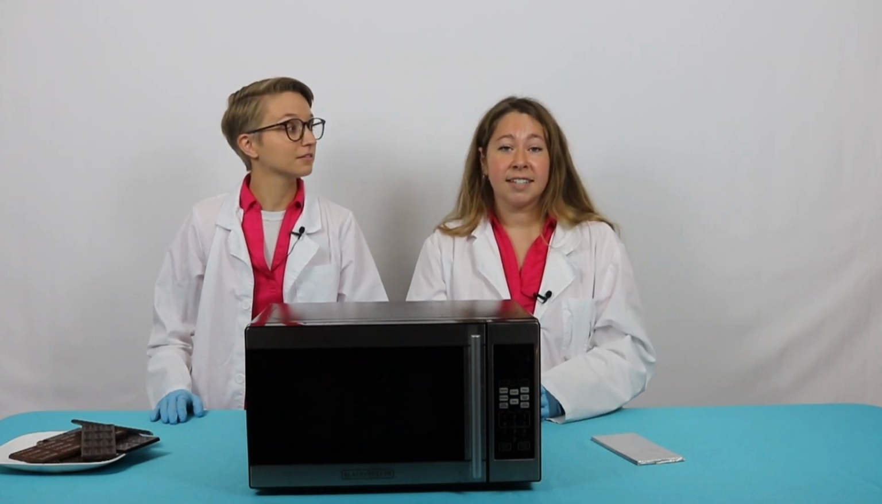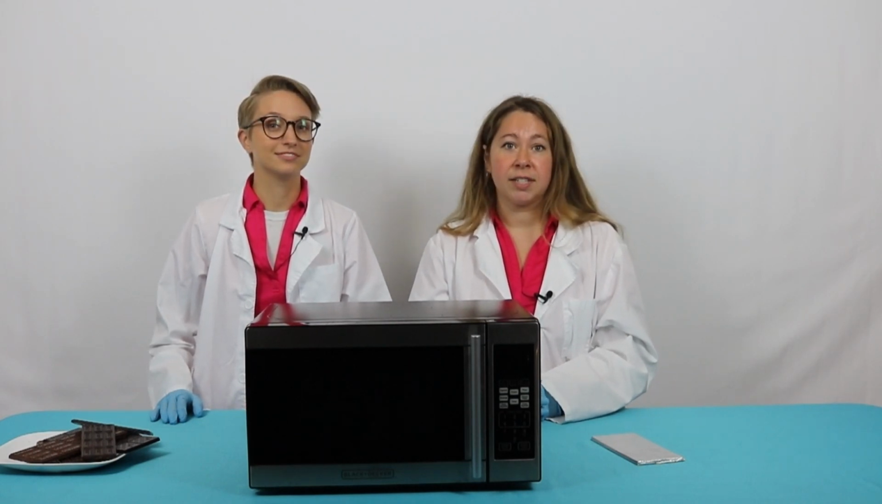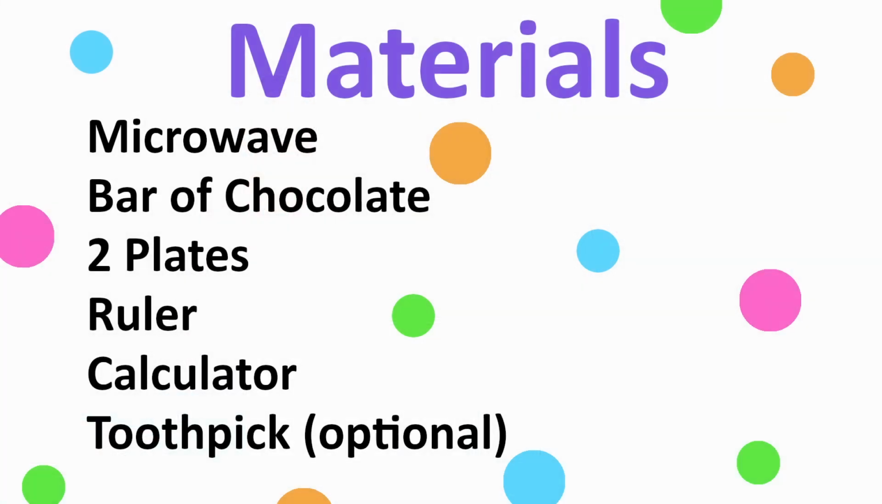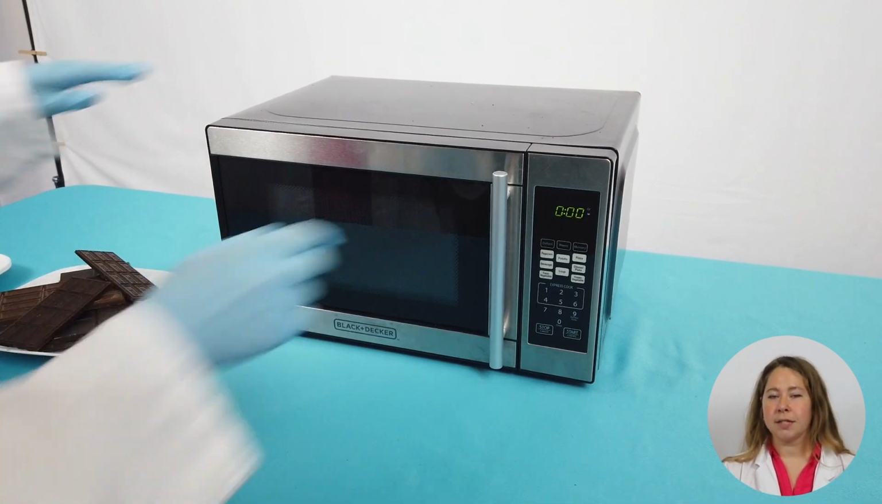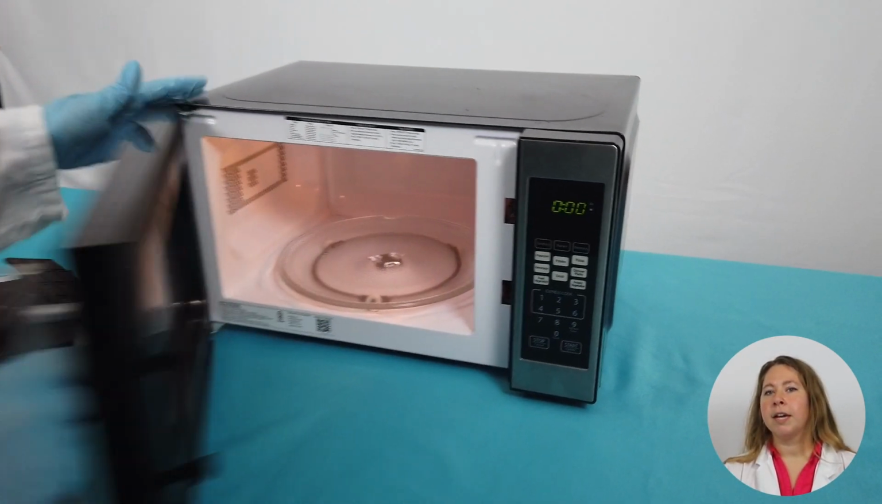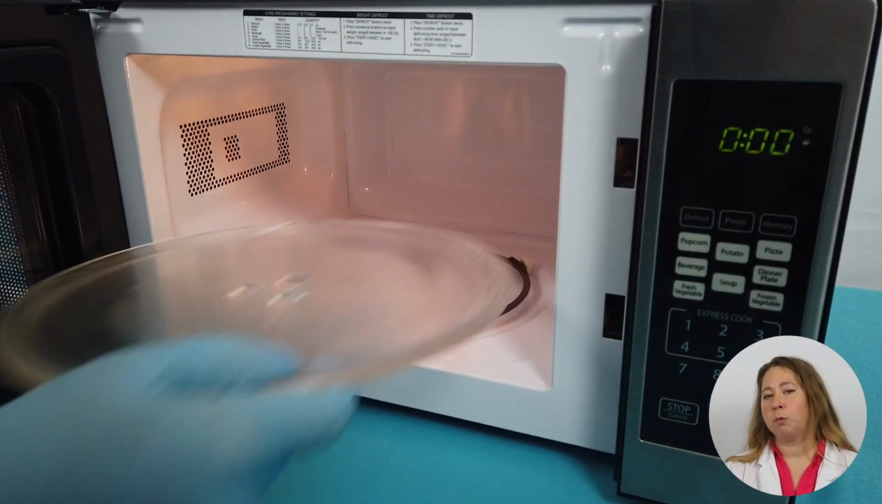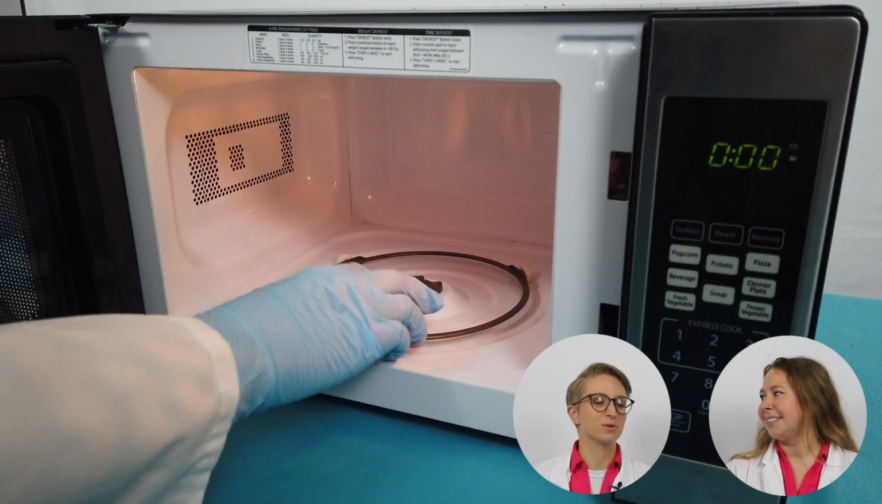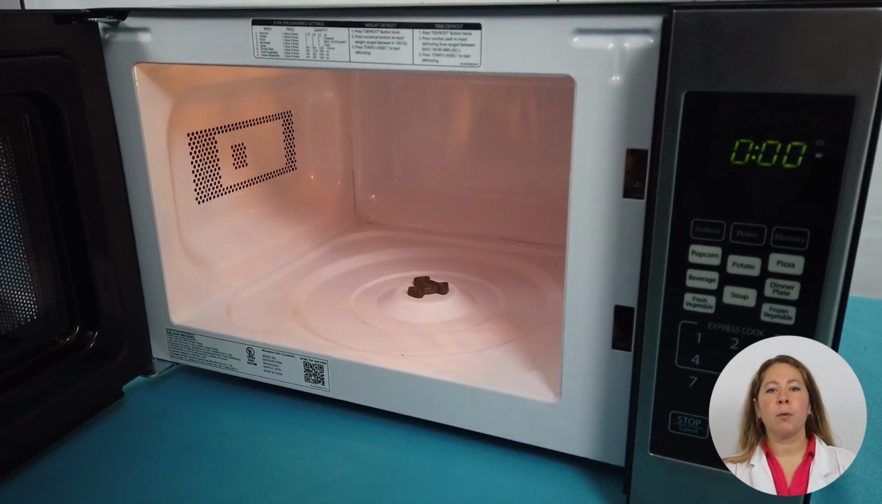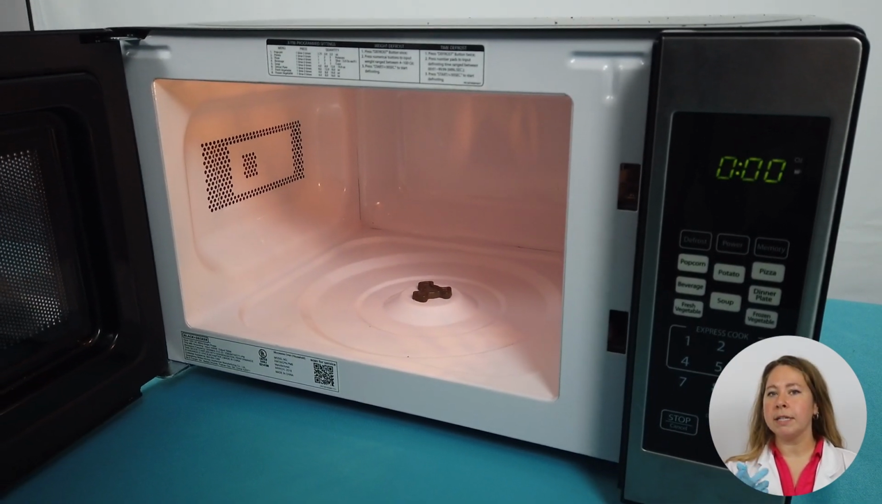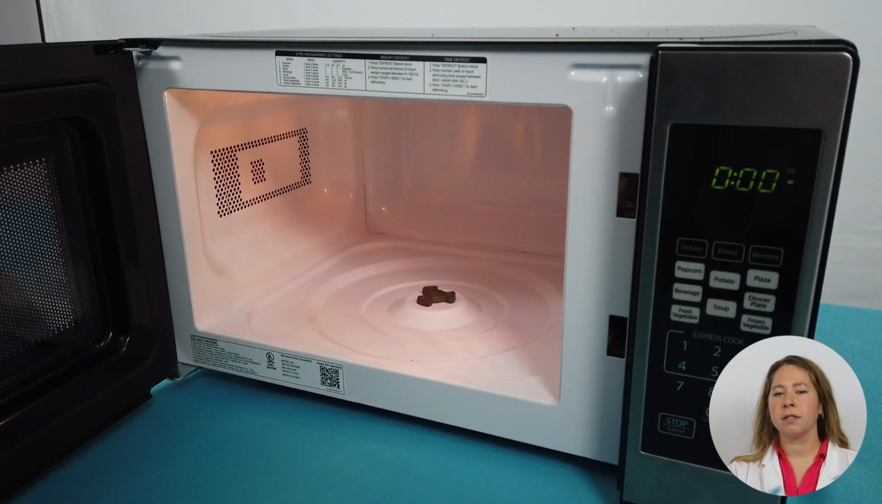Then, here's the list of all the things you'll need to do this experiment. So the first thing that you're going to need to do is open your microwave and take out the turntable and the wheelie bit, if you have a wheelie bit. Ours has a wheelie bit. Okay. Our microwave also has a little turning piece in the middle. Some microwaves have them and some don't.